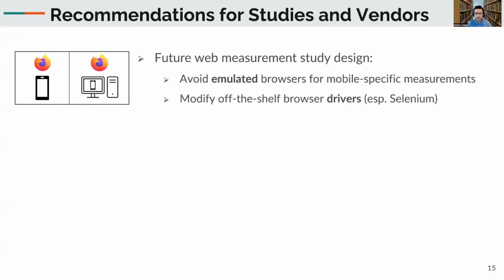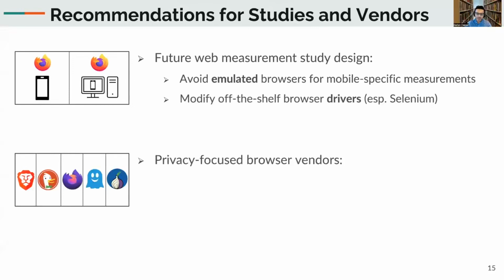Second, we recommend that future web measurement studies modify off-the-shelf browser drivers such as Selenium before using them. We found, for example, that Selenium will inject properties into the web page, into the DOM specifically, that websites can and do detect. This can lead to the website modifying its behavior in a way that affects the ecological validity of the study.